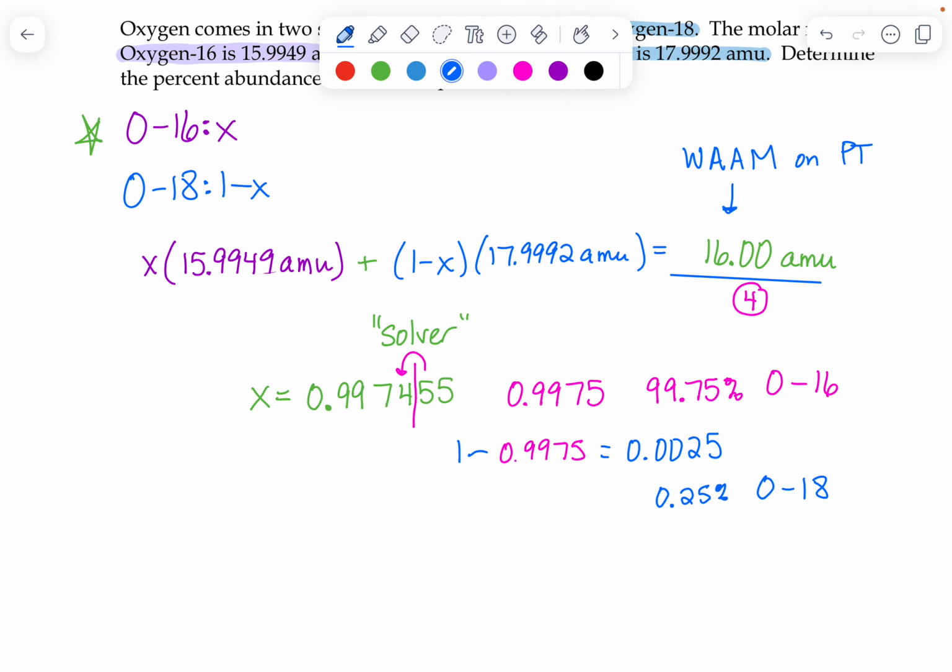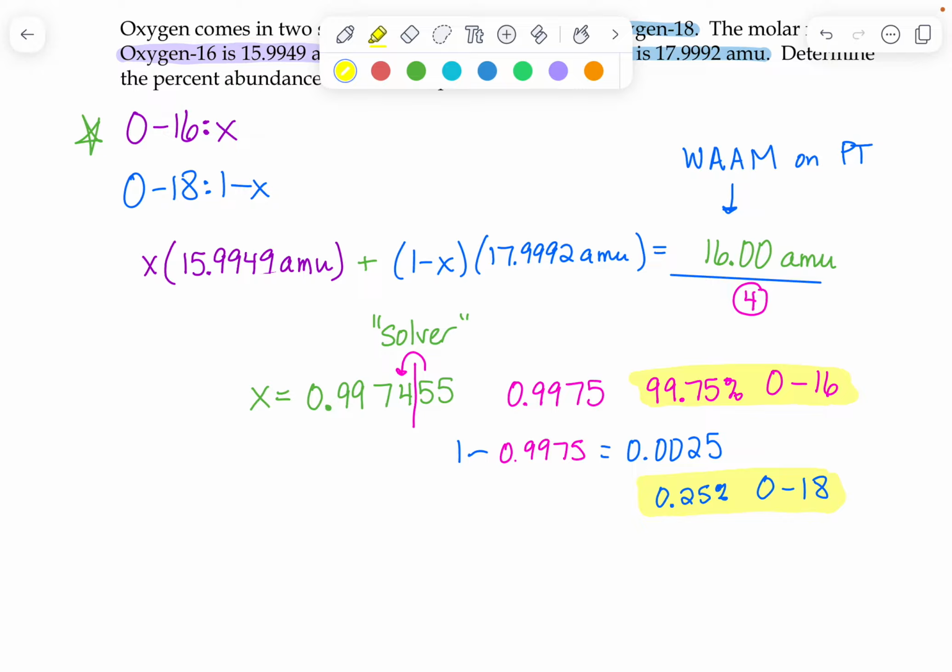There's just a sprinkle. Those numbers make sense, right? The weighted average on the periodic table is 16, which means it's a weighted average. It's skewed in favor of the isotope that's more common. So that's why our weighted average is 16 AMUs, because over 99% of oxygen atoms in the world are oxygen 16. And there's only a teeny tiny fraction of them that are oxygen 18.